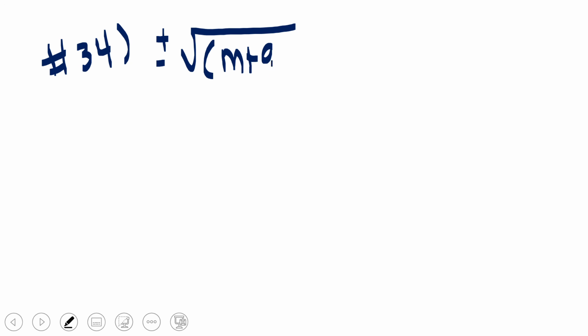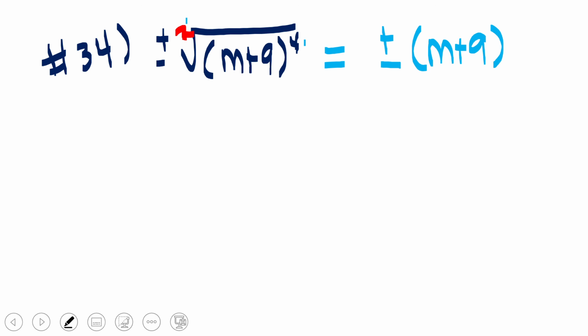Okay, number 34. You're given plus or minus the square root of m plus 9 to the 4th power. Remember your index here is 2. So to simplify this, just say 4 divided by 2 here. It'll drop your square root, retain your plus and minus, and you're going to get m plus 9 squared. I hope this helps, and I'll see you soon.